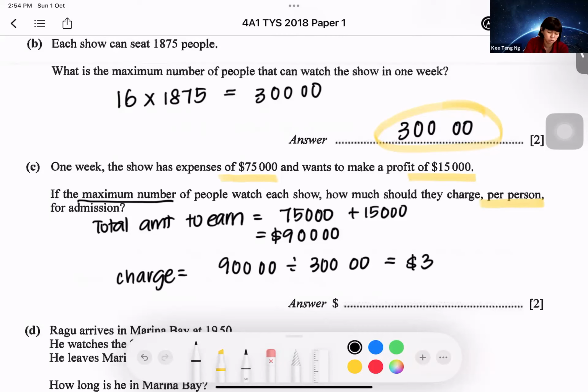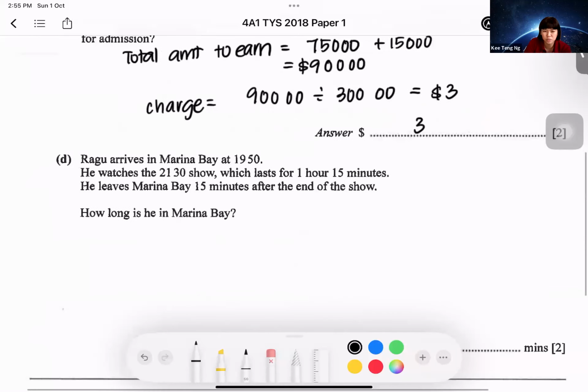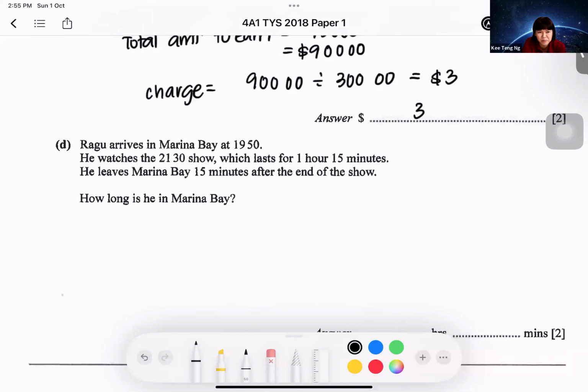Let me count this again. $3 only for one show. Or maybe it's a cheaper show, right? 300,000. Okay, it's correct. Really $3. Okay, then it should be $3 per person. Quite a cheap show. I thought it'd be very expensive.